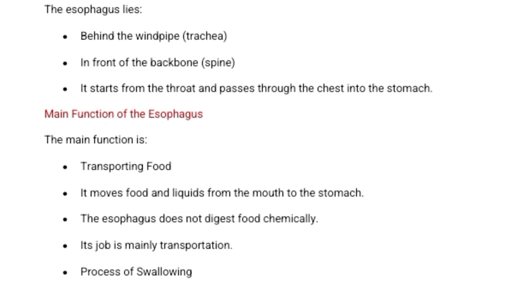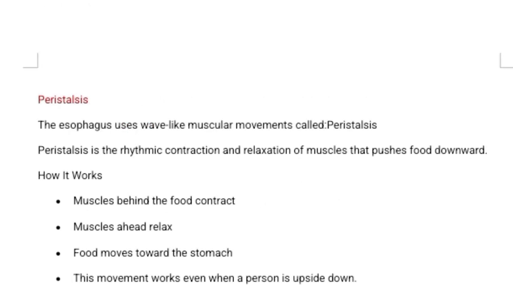Process of swallowing. Peristalsis. The esophagus uses wave-like muscular movements called peristalsis. Peristalsis is the rhythmic contraction and relaxation of muscles that pushes food downward. How it works. Muscles behind the food contract. Muscles ahead relax. Food moves toward the stomach. This movement works even when a person is upside down.